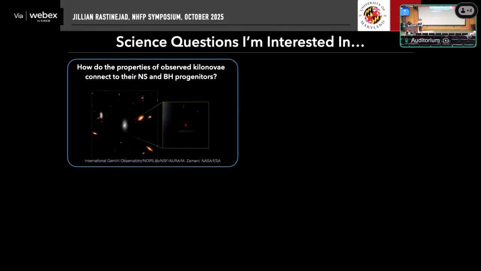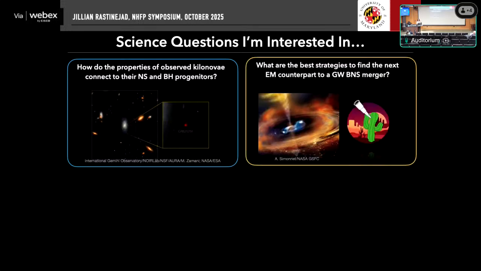Because this is my first symposium, I did want to talk about some of the other things that I work on, but I don't have time to talk about right now. One of these is thinking about kilonovae, which are the thermal counterparts to neutron star mergers. I'm interested in how observations of these kilonovae can connect to the progenitors and remnants of these really exciting and interesting events. I'm also interested in understanding the best strategies on the electromagnetic end to find the next counterpart to a gravitational wave neutron star merger.